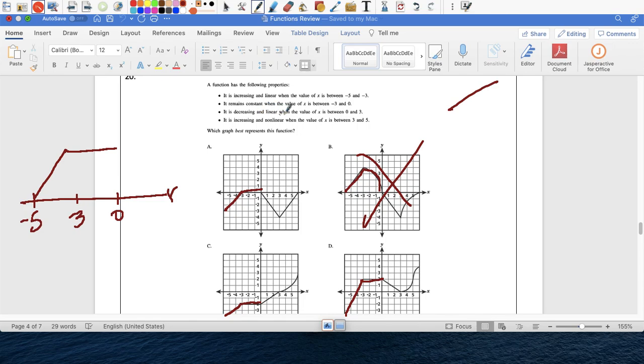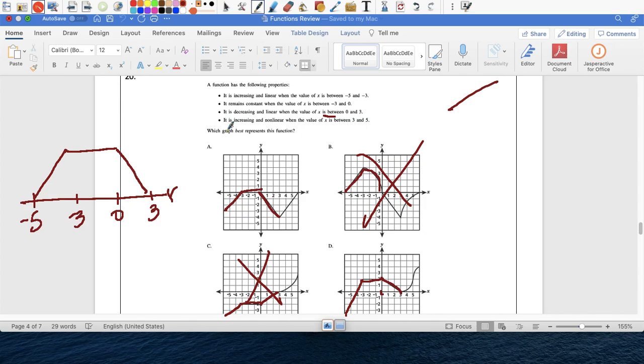And then it's decreasing and linear between 0 and 3. So between 0 and +3, it has to be decreasing and a straight line. Look at A. From 0 to 3, is it decreasing and a straight line? Yes. So far, A is good. C, from 0 to 3, is it decreasing? No, it's going up. So gone. D, from here to here, is it decreasing in a straight line? Yeah, so far we have A and D that we have to worry about.